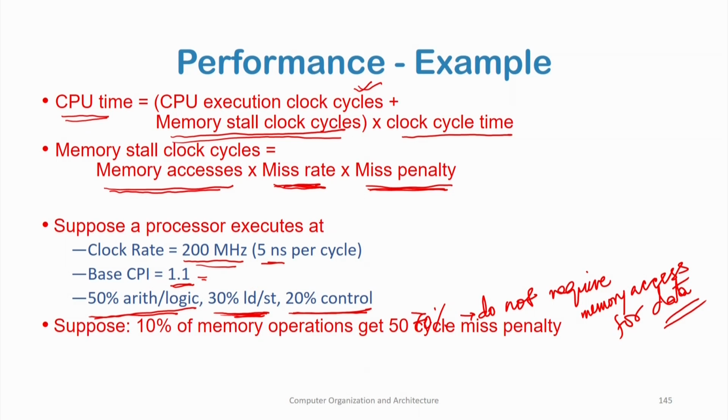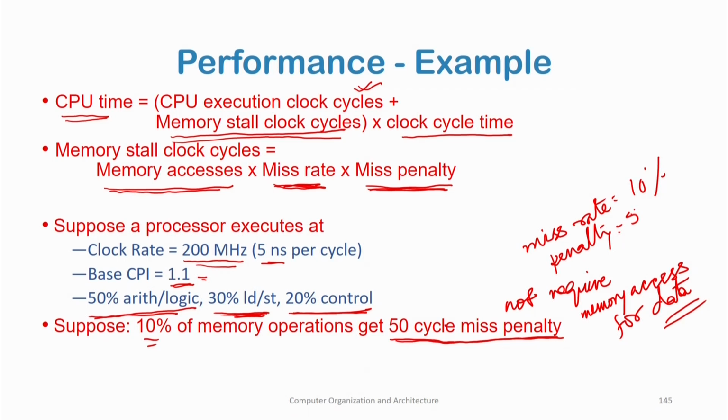Now, suppose I have 10% memory operations that get a 50 cycle miss penalty. So, 10% of memory operations get 50 cycles of miss penalty. So, the miss rate is 10%, and miss penalty equals 50 cycles.